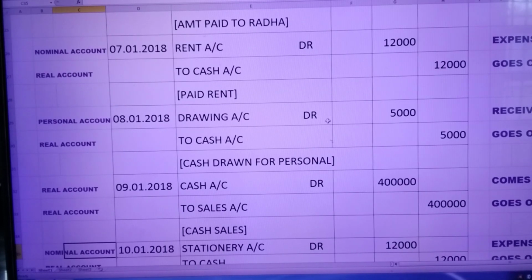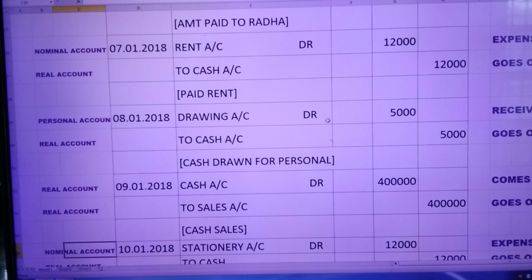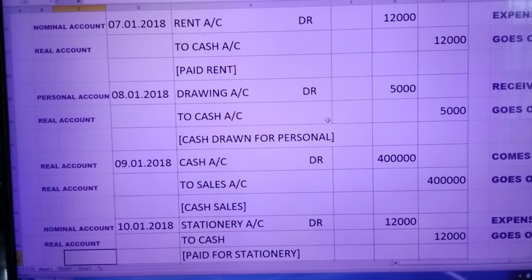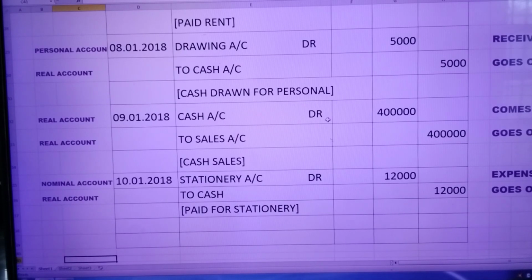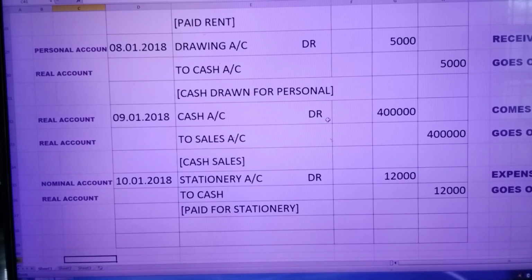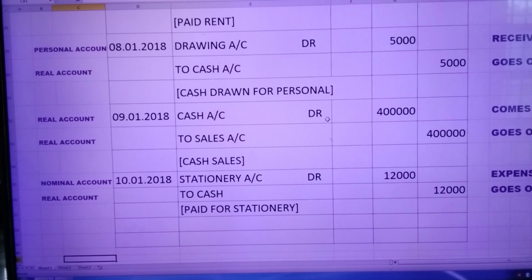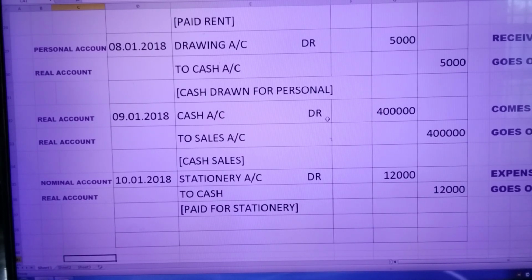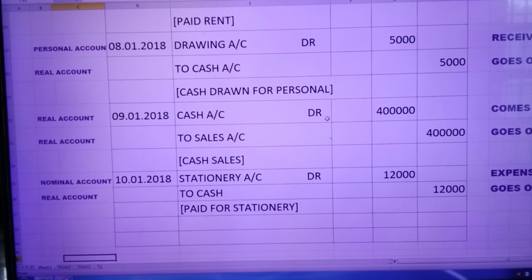Up to the seventh transaction, sir has explained very nicely. Only the remaining transactions are left, that is the eighth, ninth and tenth. Okay, another transaction is drawings account. What happened? Ramesh, due to some personal needs, urgently needs money. That person is taking out 5,000. Not for office use. It's for personal use. He is taking the money. Personal account, no doubt. Debit the receiver. Since the money is taken by the person, that's why debit the receiver.